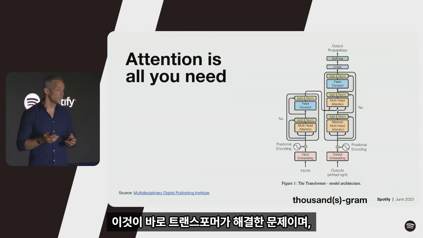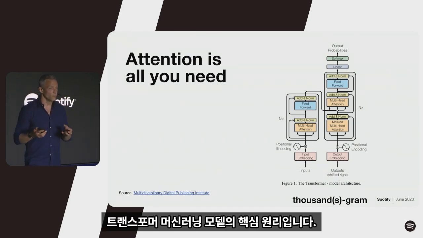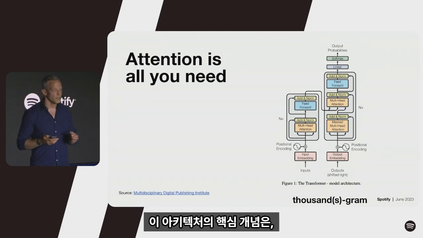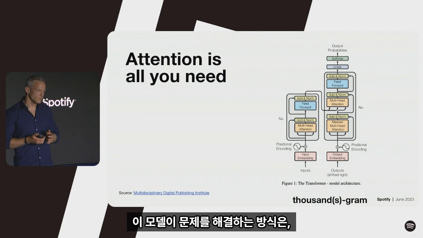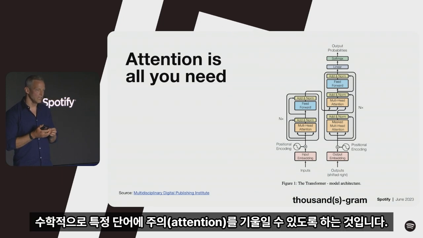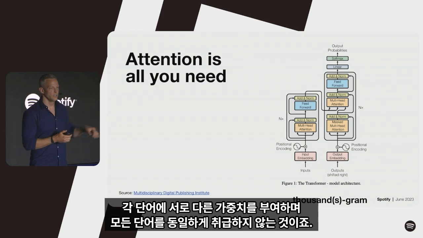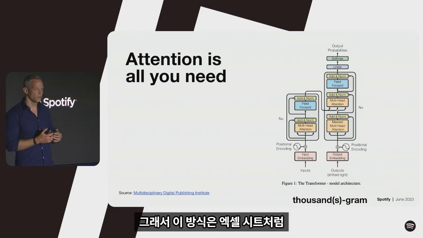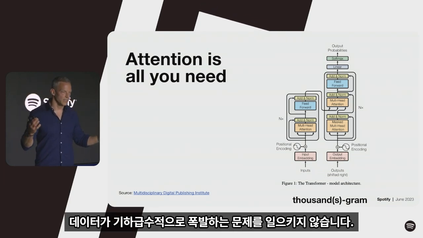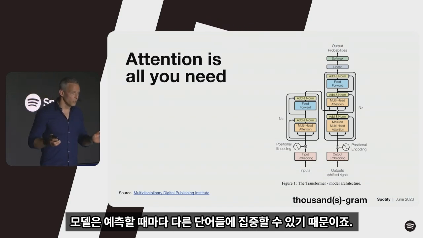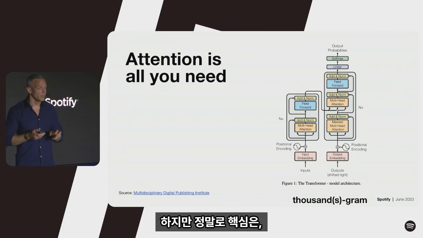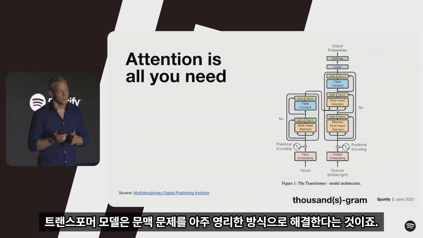This is the problem that the transformer machine learning model solves, this architecture. And the reason the paper is called Attention Is All You Need is because the way it solves this is that it allows the model to literally pay attention mathematically, to put different weights on different words. It doesn't put the same weight on all the words, so the problem doesn't blow up in the same way as your Excel sheet did. It can pay attention to different words depending on the guess. Now, if you want to know more about this, you can read about it, but the only thing you really need to understand is that the transformer model solves the context problem in a very clever way.